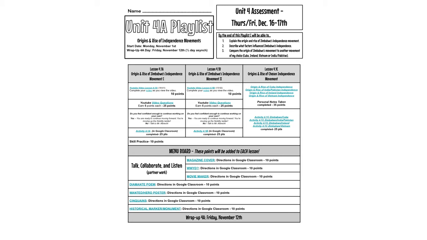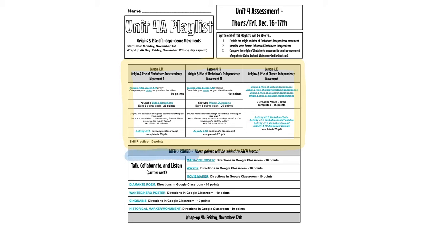Now, each playlist is divided into 2 sections. The first section that I'm outlining here for you in yellow is the individual section. What this means is that in this section, you are only allowed to work by yourself. All of the stuff that's surrounded in yellow is to be completed by yourself.